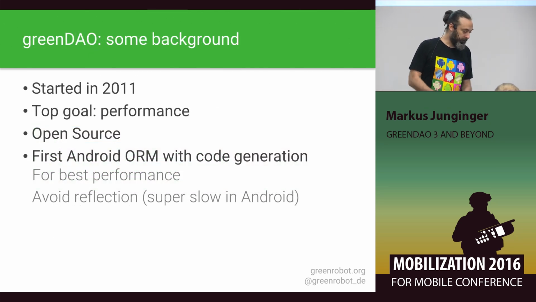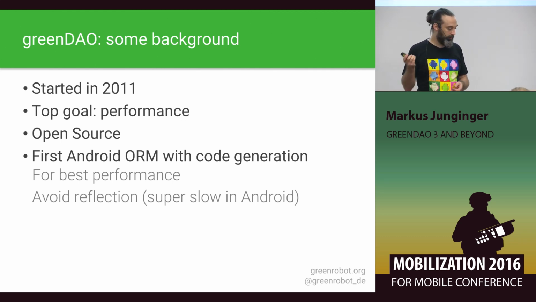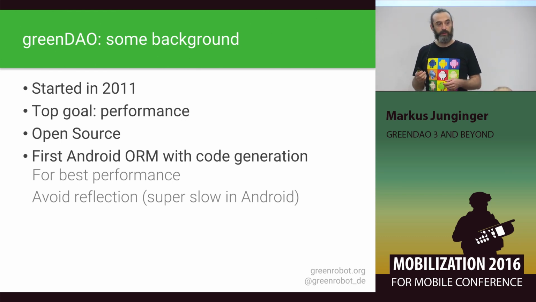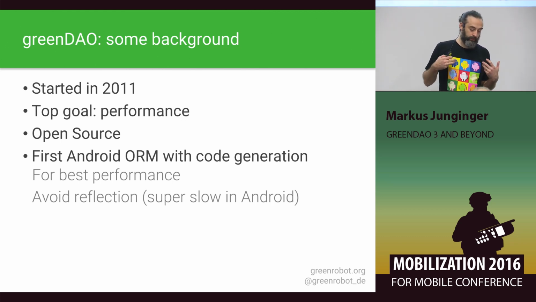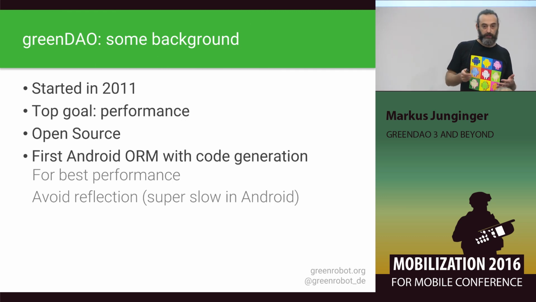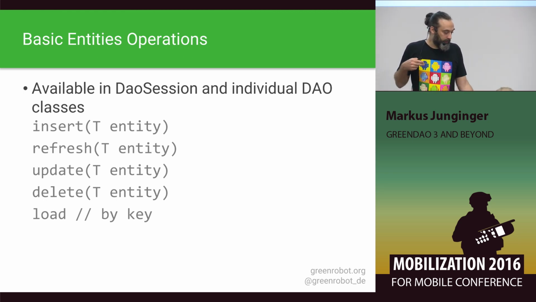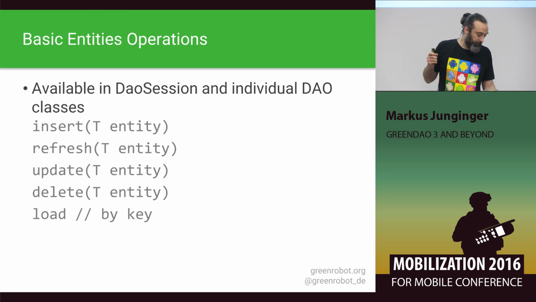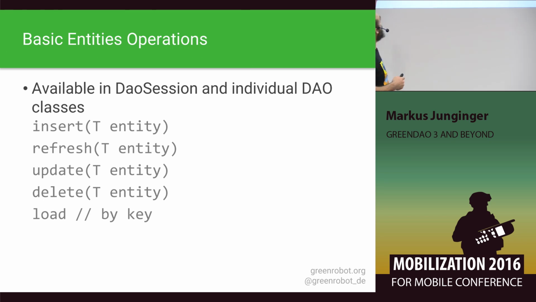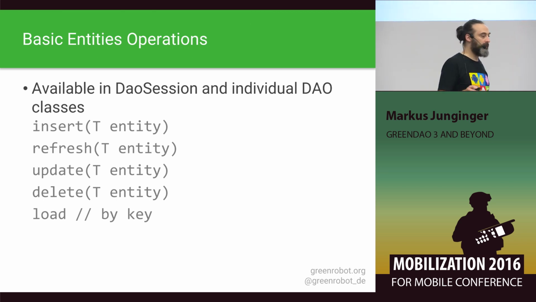So greenDAO started like 5 years ago, and always the top goal was performance. It's open source, it's at GitHub, and it's also the first Android ORM with code generation. Code generation is very important for performance, because reflection, and especially annotations, are super slow. And once you have greenDAO, you can use functions like this. You insert an entity or refresh it, update, delete, and so on. So it's a simple method call. It's very straightforward.